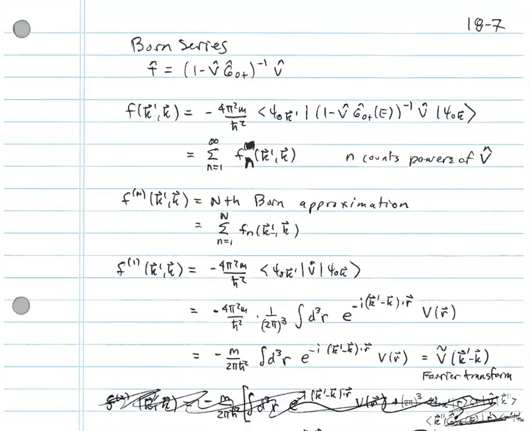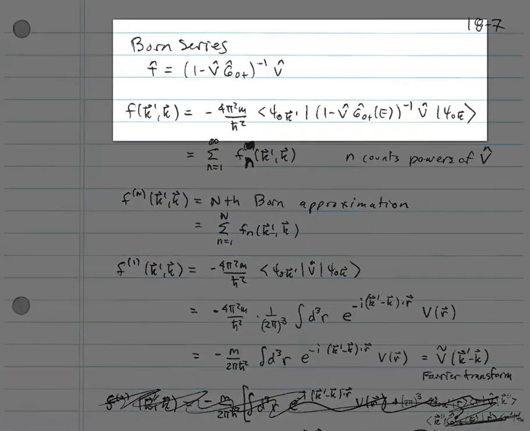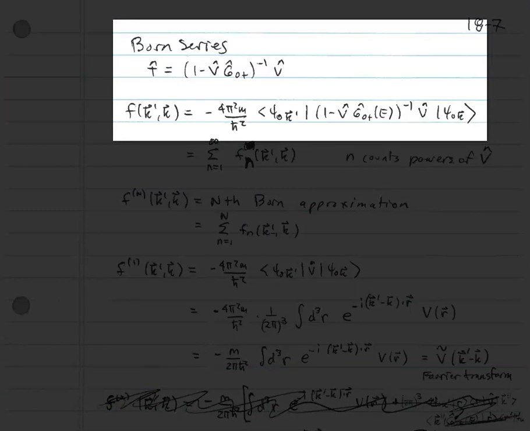All right, the last bit we're going to go over is the Born series. The T matrix is 1 minus V G0 plus inverse times V. From that, we can get f of k prime k by multiplying by a bra and a ket and multiplying by this 4 pi squared over h bar squared. So we get minus 4 pi squared m over h bar squared, psi 0 k prime, bra, 1 minus v hat g0 plus of e, whole thing inverse, times v, psi 0 k.